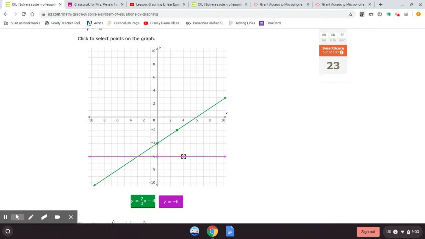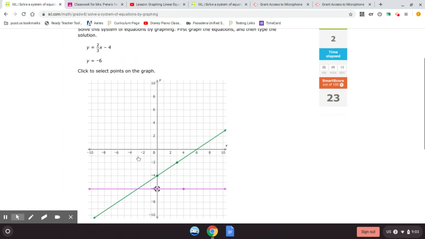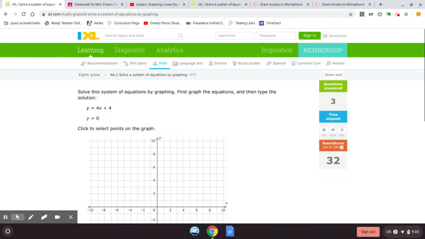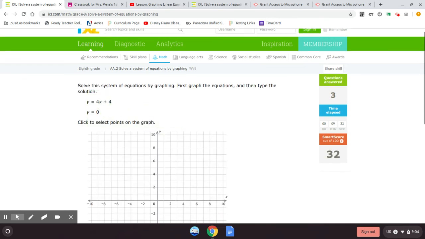Okay, so I can tell that these cross once, so there's one solution, but the solution is the ordered pair where they cross. So this point where they cross is at -3, and then we went down 6, which is -6. So this is going to be (-3, -6). Okay.